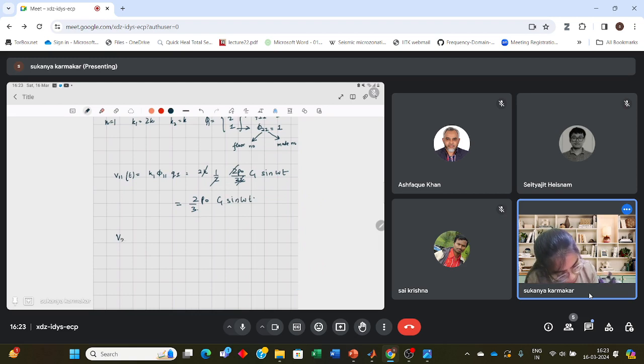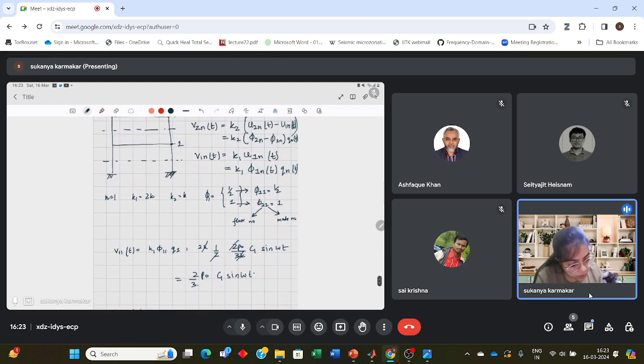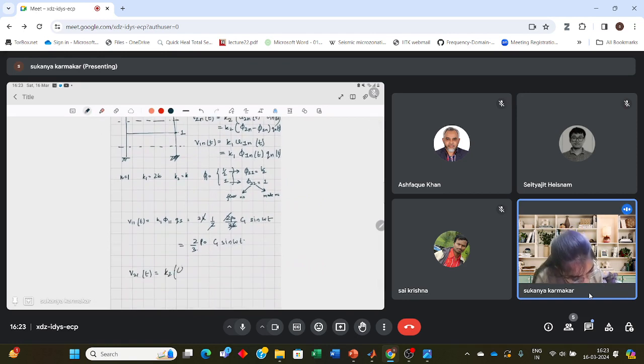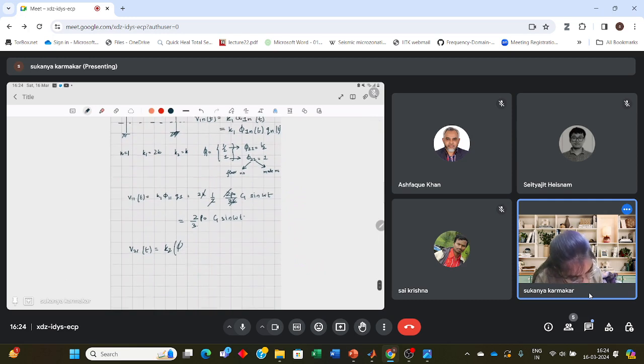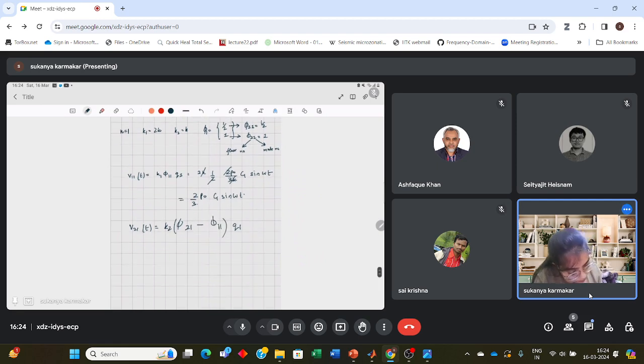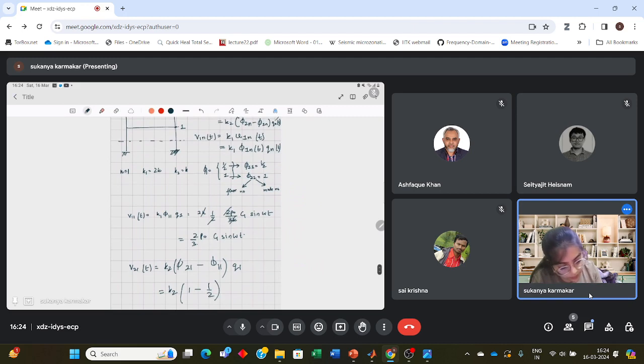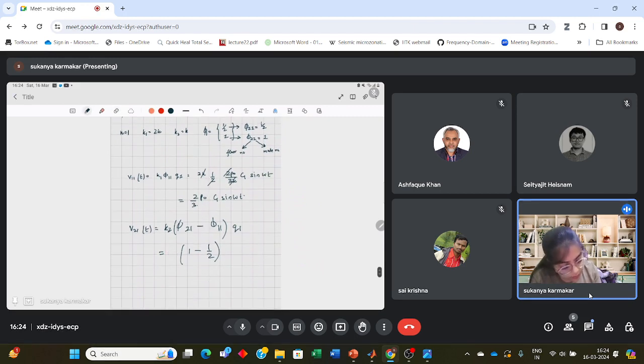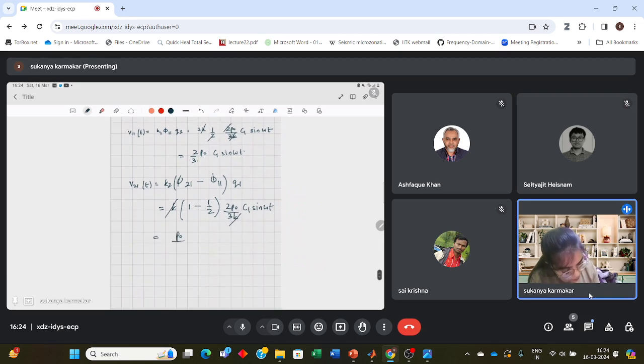And V21 as a function of time. V21 will come out to be K2 phi 21 minus phi 11 Q1. So K2 phi 21 we just found it's 1. Phi 11 is half. K2 is K, that is the stiffness of the second floor, and Q1 is 2 P naught by 3K C1 sine of omega t. So K and K go away, half and half go away, so this is P naught by 3 C1 sine of omega t.